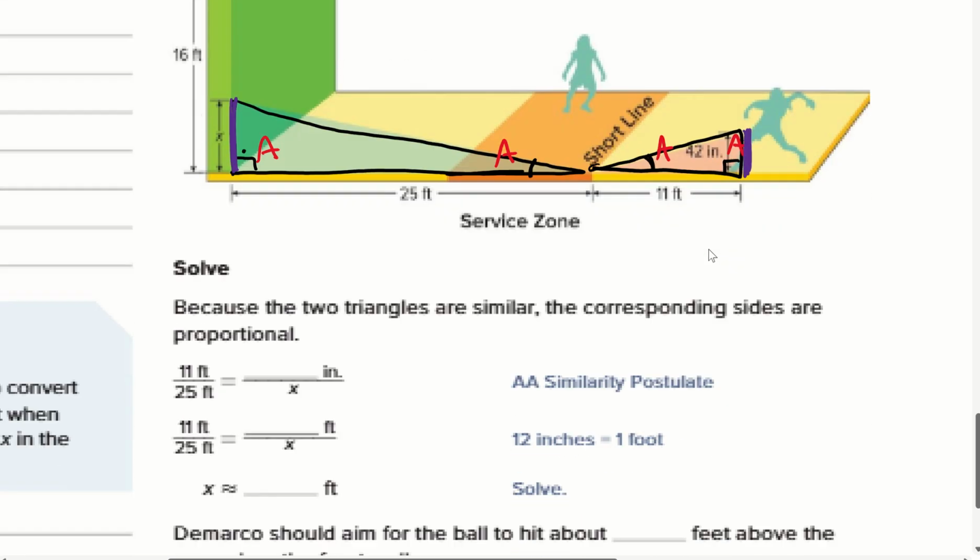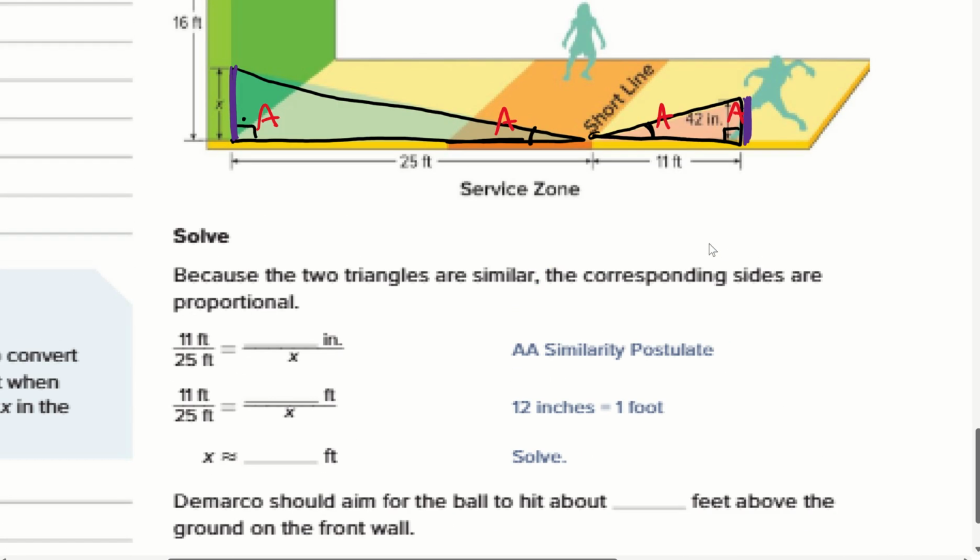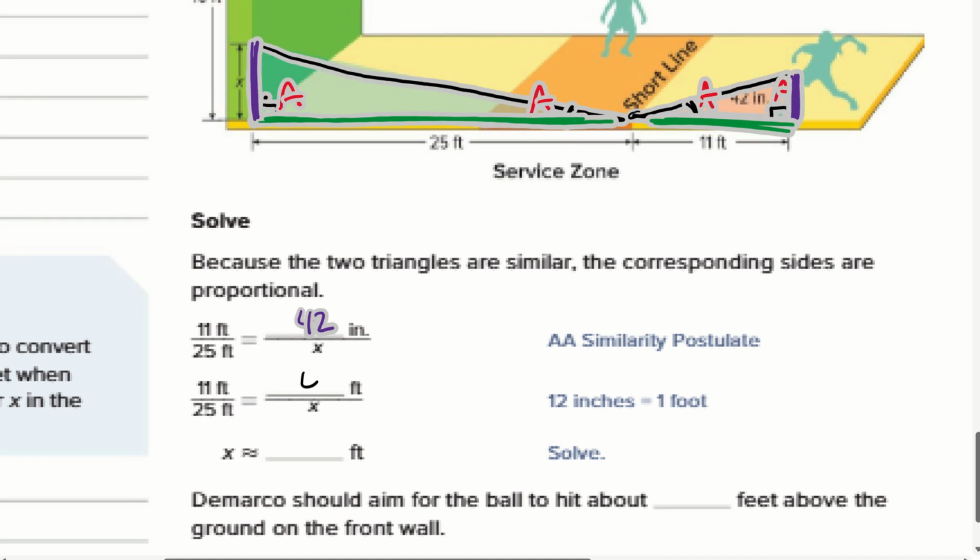Okay, so now that we know that they're similar, we said X is to 42, right? So we got 42 is to X. And then, let's do another color, this 25 matches up with 11, right? So 11 matches up with 25, which is what we got here. Okay, good. So we got 42 is to X as 11 is to 25.